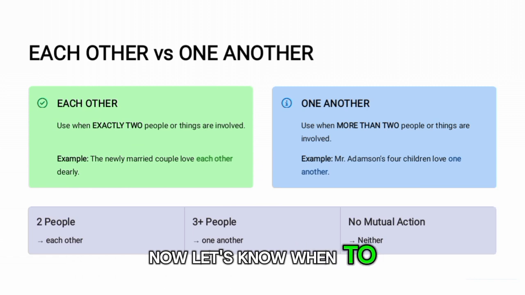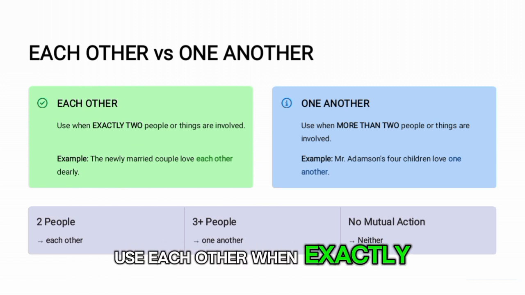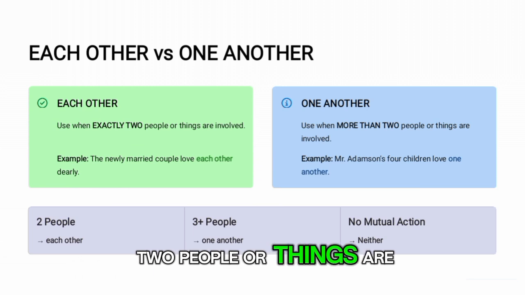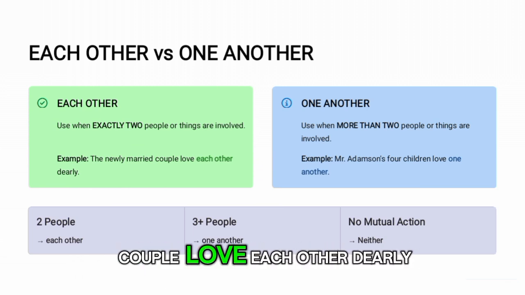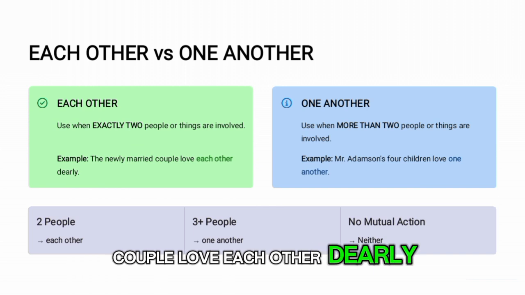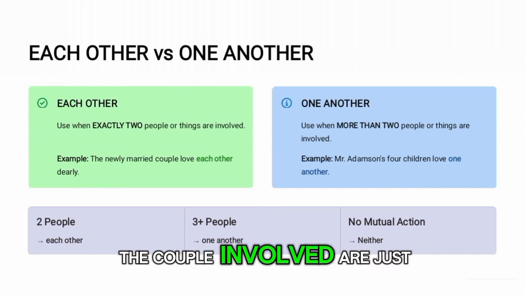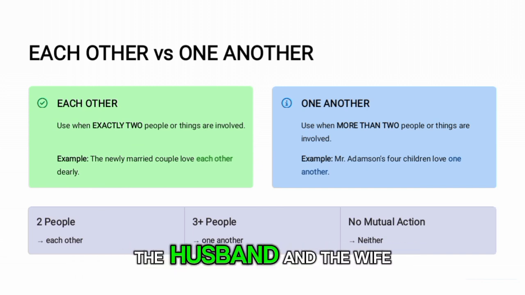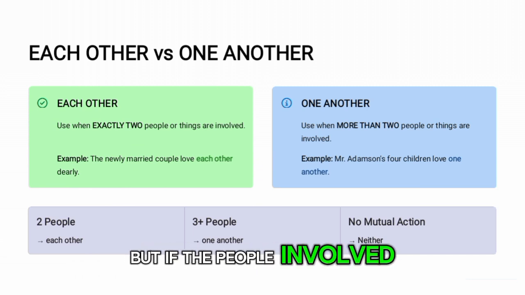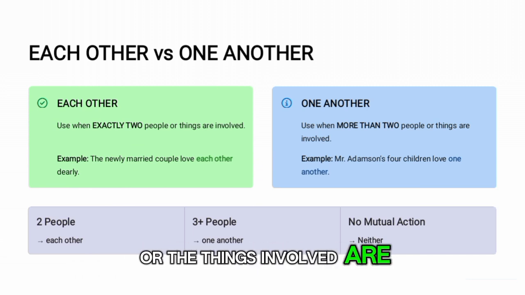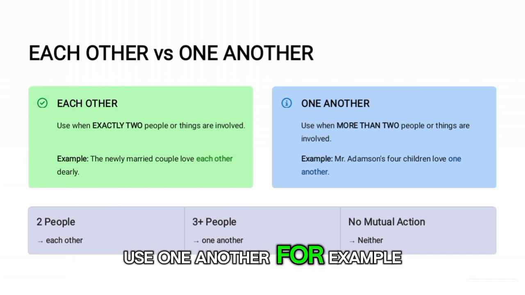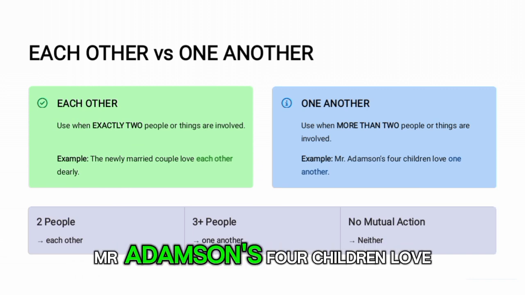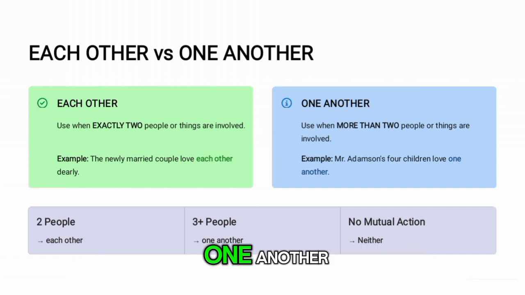Now let's know when to use each other and when to use one another. Use each other when exactly two people or things are involved. For example, the newly married couple love each other dearly. We use each other because the couple involved are just two, the husband and the wife. But if the people involved or the things involved are more than two, use one another. For example, Mr. Adams's 4 children love one another.